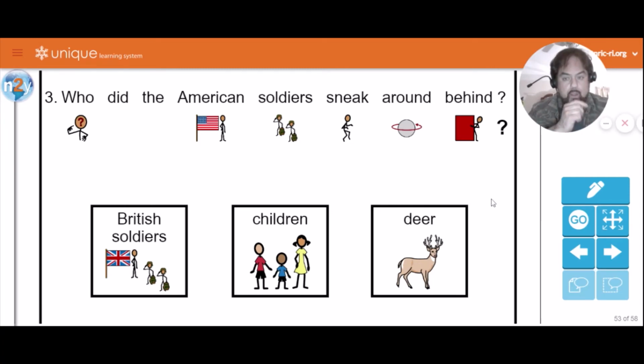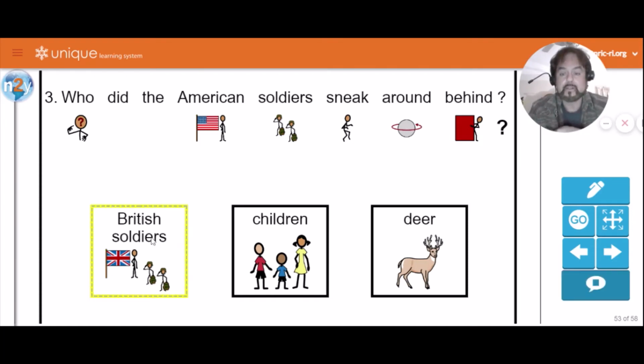Who did the American soldiers sneak around? Who'd they sneak around behind? The deer? Well, they might sneak around behind the deer if they wanted to hunt deer for food, but I don't think the story talked about that. Did they sneak around behind the children? No, no. Did they sneak around behind the British soldiers? Yes. Alrighty then.